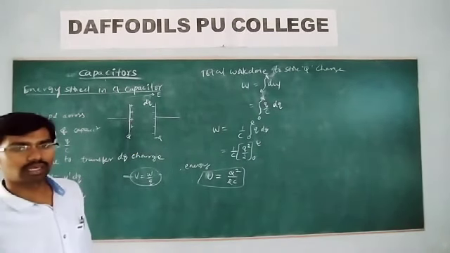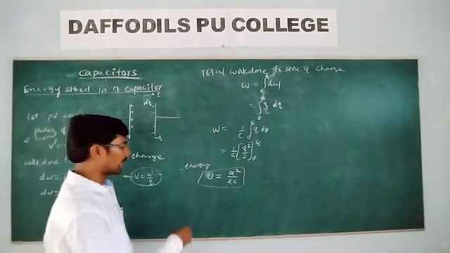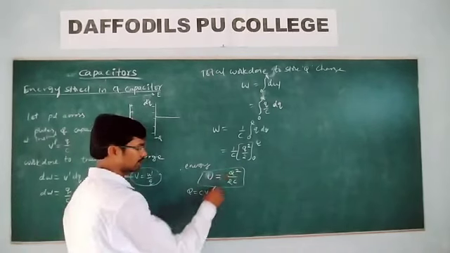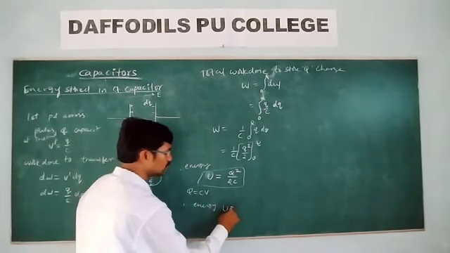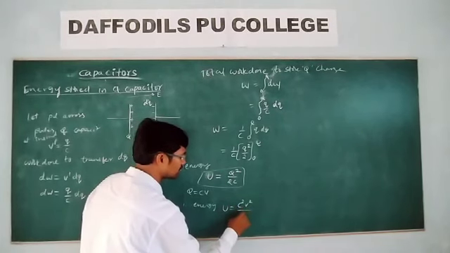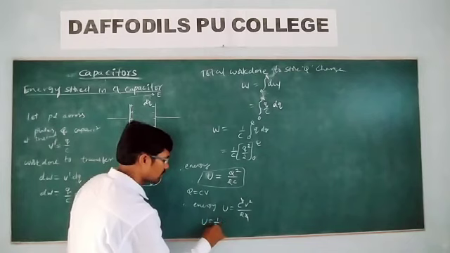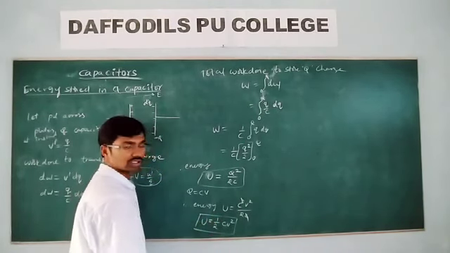But even this one we can write in terms of only capacitance and potential difference. Already we know what the Q value is. Q is equal to CV. Then you substitute. Therefore, energy U is equal to C squared V squared by 2C. This one cancels. Then what is the result? Half into CV squared.